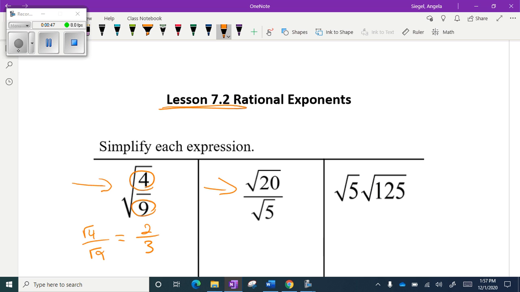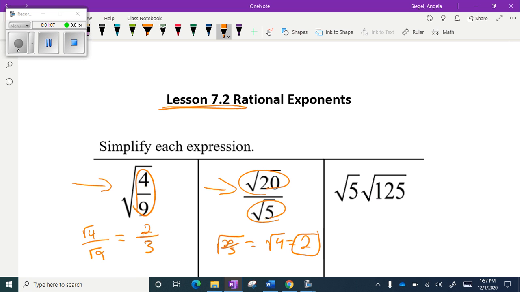This one, I could simplify it, but I think what's going to be easiest is if I look at it as 20 divided by 5. So notice I'm putting it more into this form here. And 20 divided by 5 is 4, and the square root of 4 is 2.